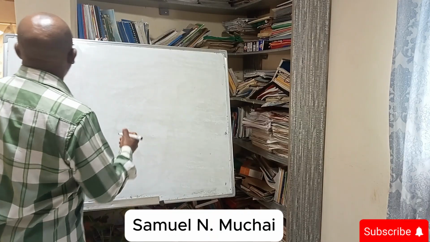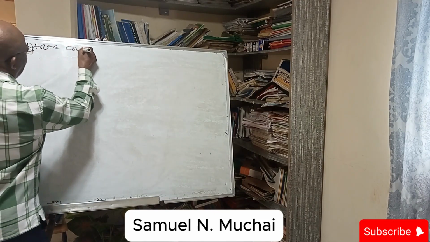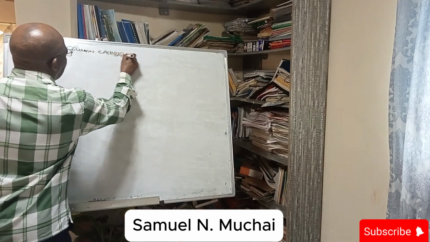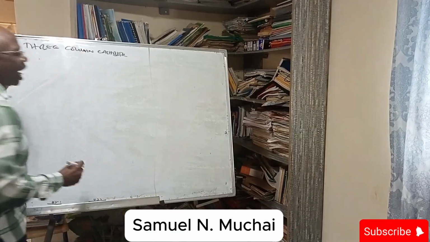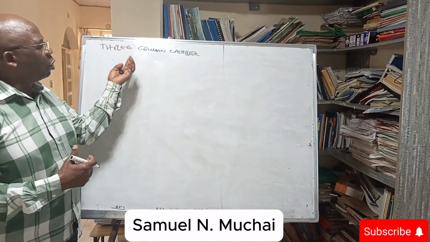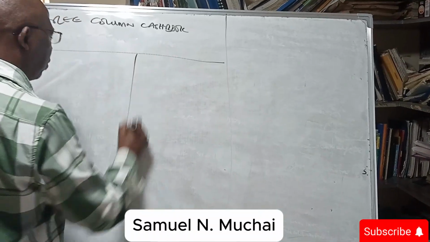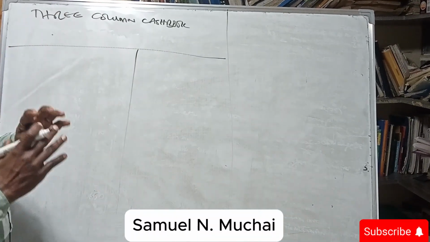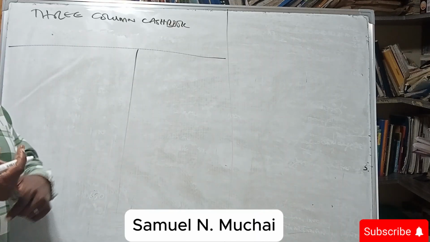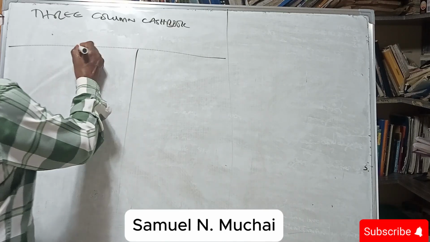So today I want us to prepare a three-column cash book. Again, I want to repeat, I have already taught how to prepare a two-column cash book, because a two-column cash book is the foundation of what we are about to do. Now, what is a cash book? I always say, the cash book is the bringing together of the cash account, the bank account, and the discounts account. Cash, bank, and discounts.